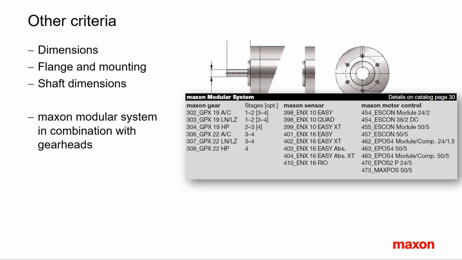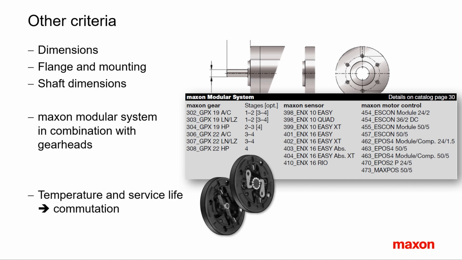In case a Maxim gearhead has been selected previously, we have to respect the Maxim modular system for the possible motor types in combination with this particular gearhead. And lastly, service life and motor temperature might also have an influence on the selection of the motor type. Sometimes it is advisable to select an oversized motor to enhance the life of the brushes or to keep the housing temperature low.